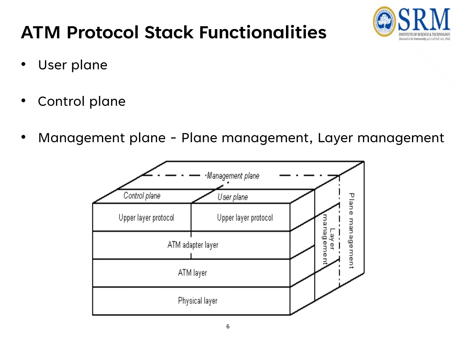The functionalities of the ATM protocol layers are categorized into user plane, control plane and management plane. Both the user plane and the control plane are divided into four layers of the ATM protocol stack, namely the upper layer protocol, the ATM adaptation layer, the ATM layer and the physical layer. The user plane handles the user information and the required associated controls such as error control and flow control. The control plane takes care of all the call and connection related control signals.